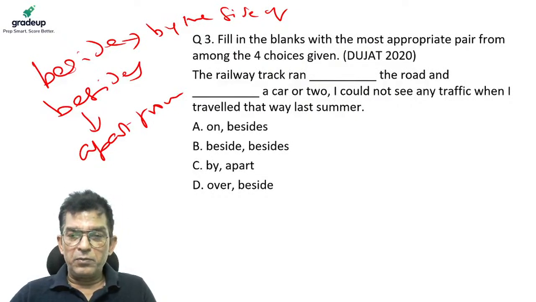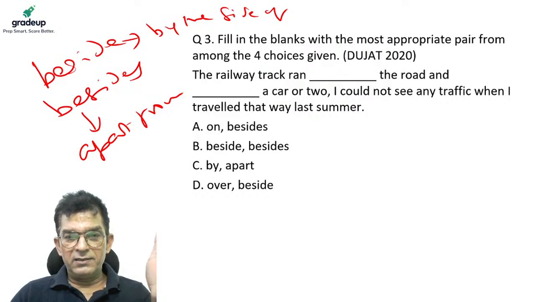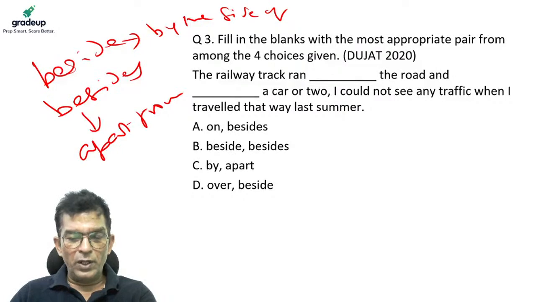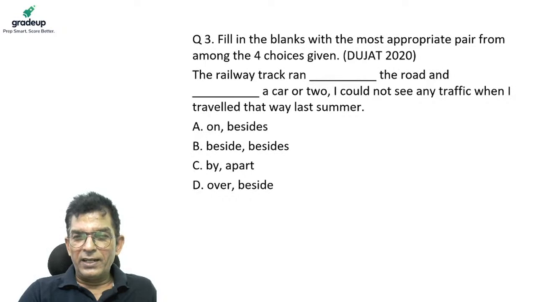Abbatana, Pushpesh, what could be the answer? The railway track ran dash the road and ke alawa, I could not see any traffic when I traveled that way last summer. What do you think? Any answer? Am I going to get any answer?